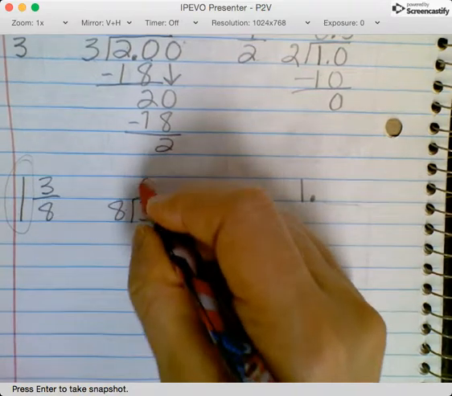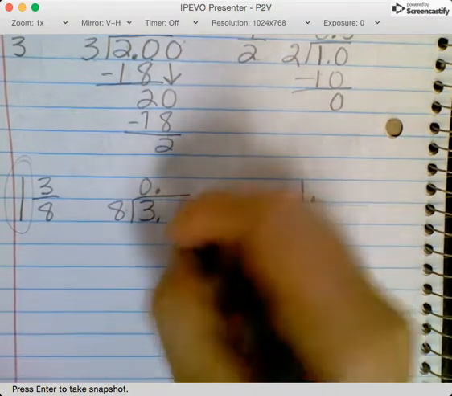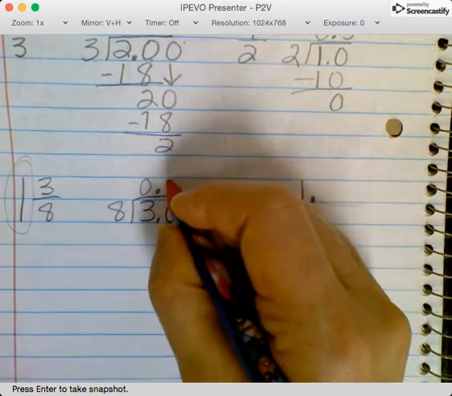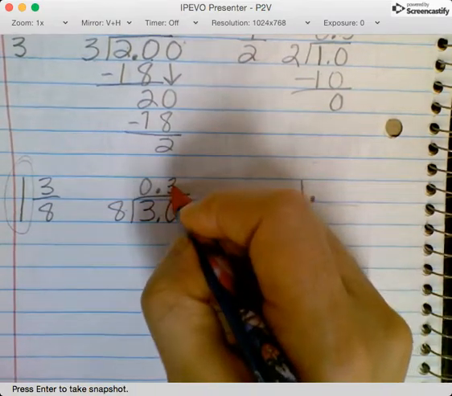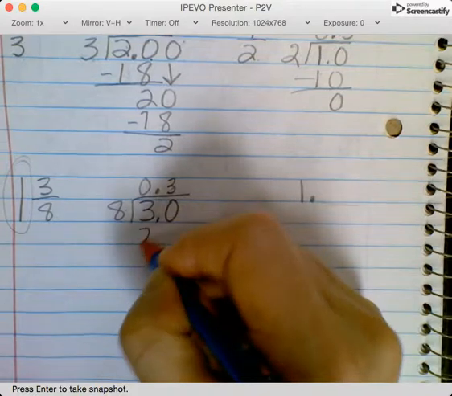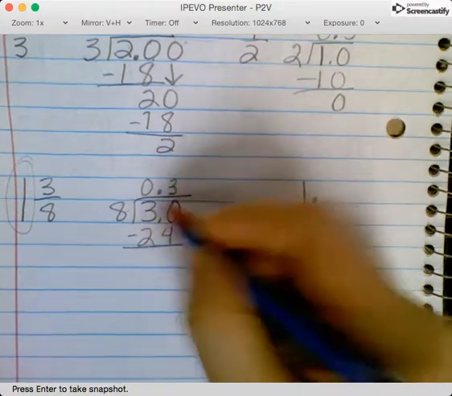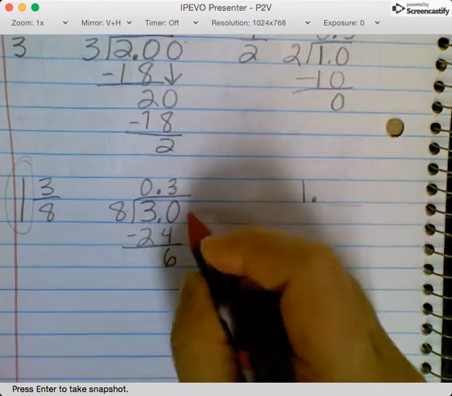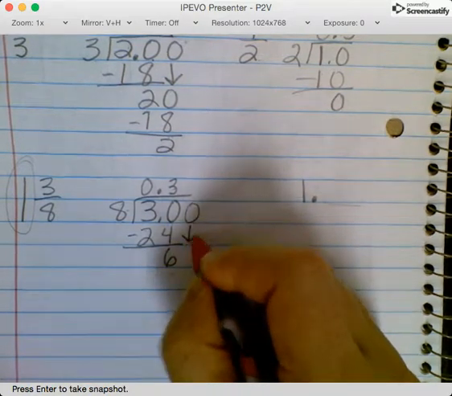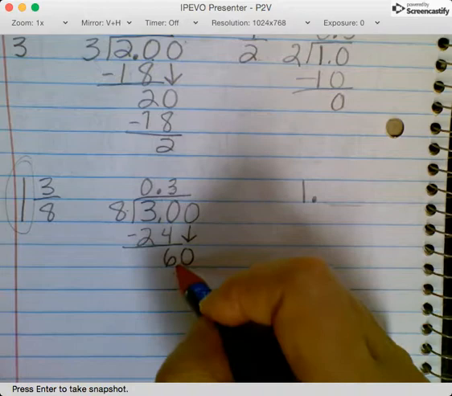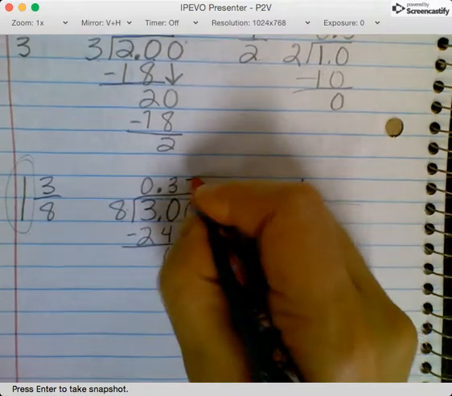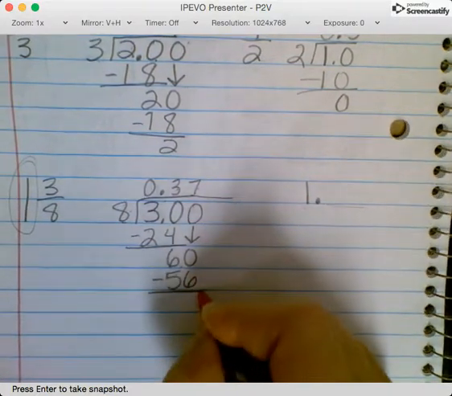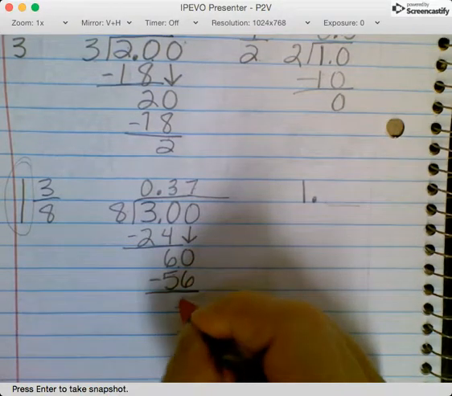8 does not go into 3, so I'm going to put a 0. My decimal goes straight up, and then I put a 0. It does go into 30. So it goes into 30 3 times. 8 times 3 is 24. And then I subtract. 30 minus 24 is 6. We need to add a 0 to get it to keep going. So I add a 0, bring it down. 8 goes into 60 7 times. 8 times 7 is 56. I subtract. 60, take away 56 is 4.